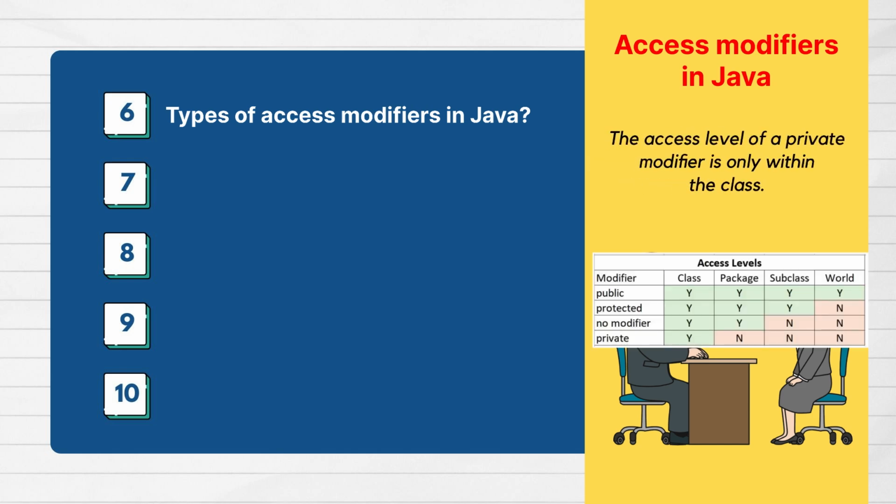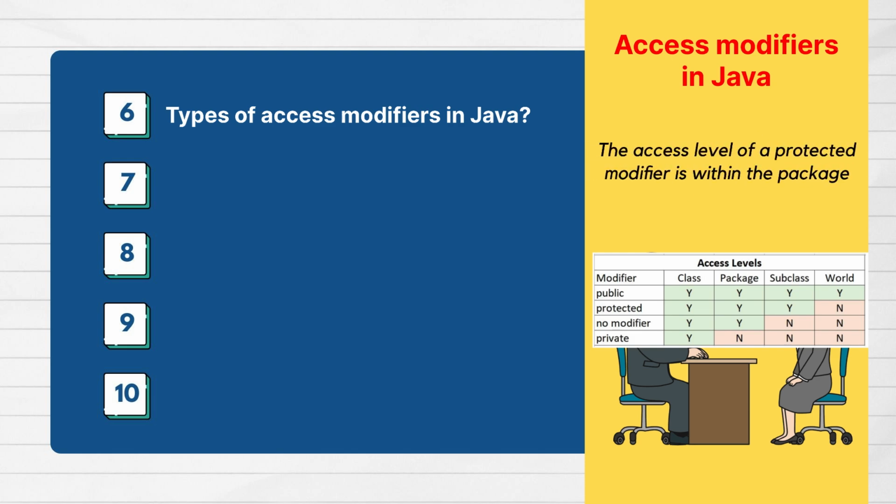The access level of a private modifier is only within the class. The access level of a default modifier is only within the package. The access level of a protected modifier is within the package and outside the package through child class. The access level of a public modifier is everywhere.